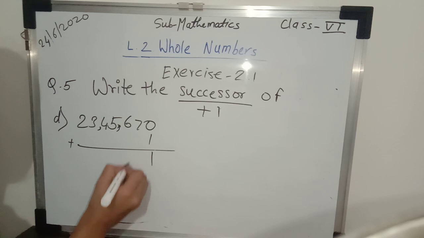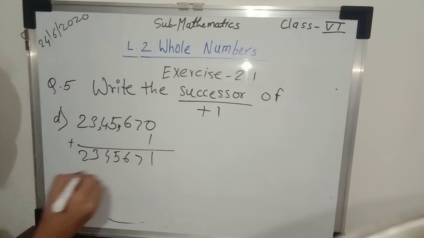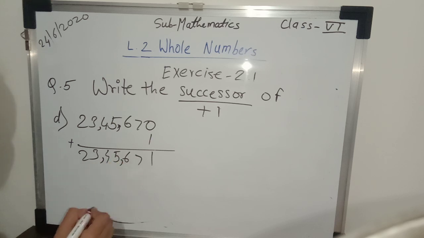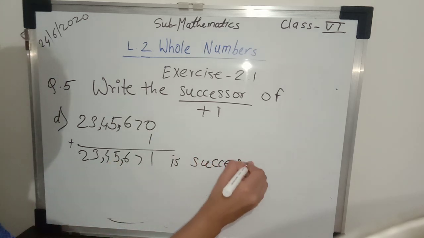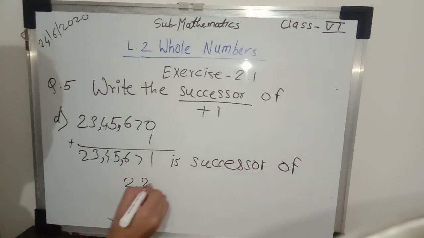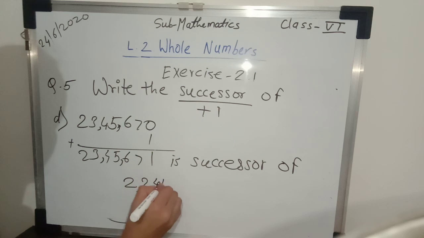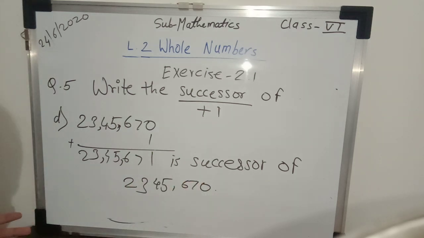So again we have to add 1 in it and it is very simple. 0 plus 1, 1, 7, 6, 5, 4, 2, 3. So the answer is 23,45,672, which is the successor of 23,45,671.